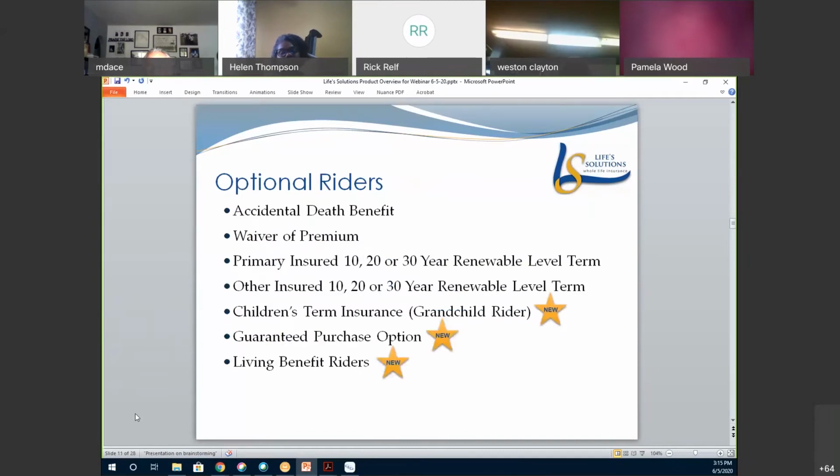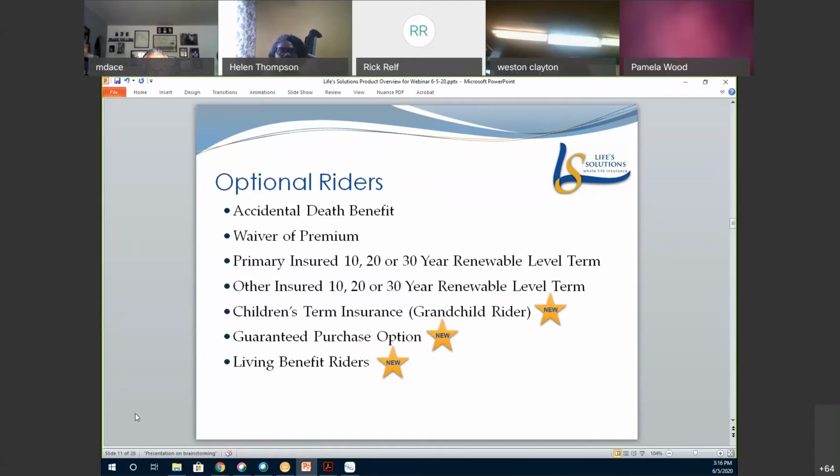Okay, optional riders. This is where it gets exciting, because with this policy, when we get done with all this, you'll see this is a policy that you could use for one's entire family, with a child, grandchild rider and all that on it. The other thing I'd say is this policy has a ton of flexibility built into it with all the riders that are here. And it's probably one of the more unique products we've ever offered at Columbia.